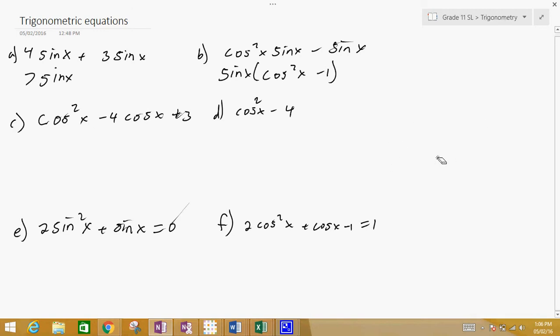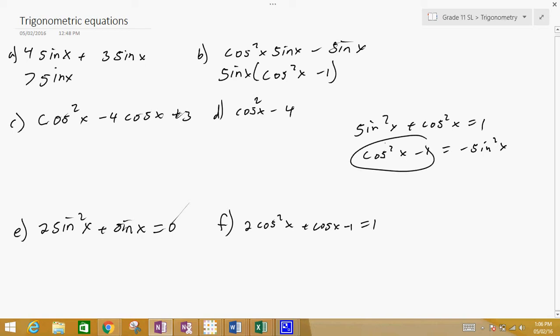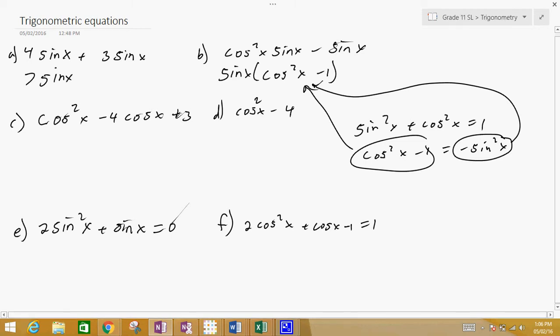What's neat about this is because of some of the rules that we've learned in the past, we realize that sine squared x plus cosine squared x is equal to 1, and therefore cosine squared x minus 1 is equal to negative sine squared x. Oh, look at that. This is the exact same as this, and therefore we could substitute this into this relation, and you get the final answer of negative sine cubed x.